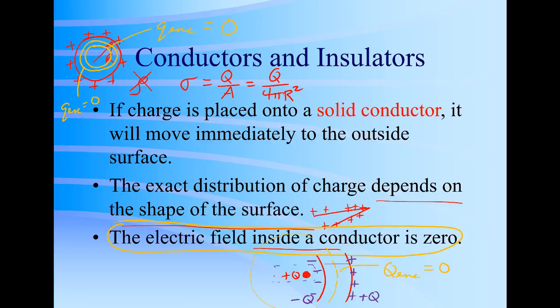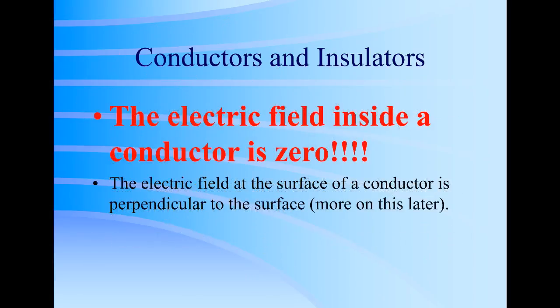And again, this is only because of the presence of this plus Q right there. So this is a very important point, that the electric field inside a conductor is 0, and you can actually start from that when solving problems. And we'll say it again here for good measure. The electric field inside a conductor is 0.